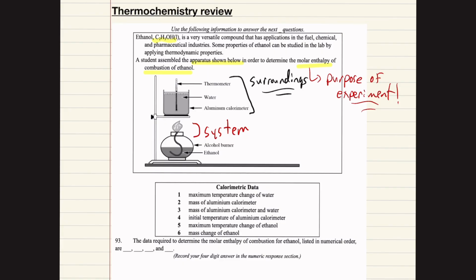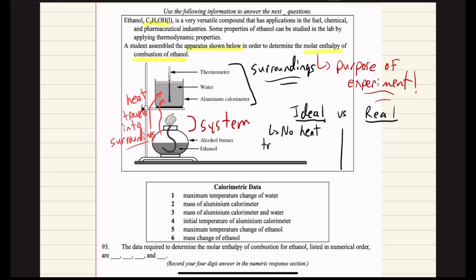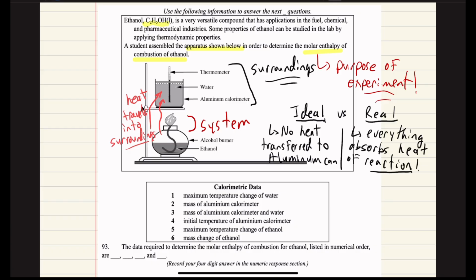And the thermometer, water, and the aluminum calorimeter are the surroundings. The system, which is the combustion of ethanol, is going, and as that's happening, the heat is being transferred to the solution in the water aluminum calorimeter. Now, we have an ideal versus real calorimeter. For ideal, we assume that there's no heat transfer to the aluminum can. Of course, in the real world, everything absorbs heat. And so that would be the thermometer itself and the actual material of the calorimeter.